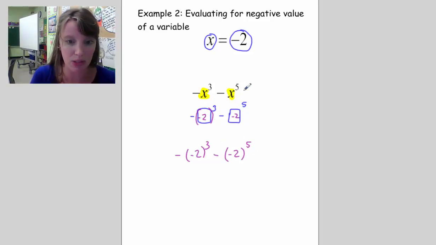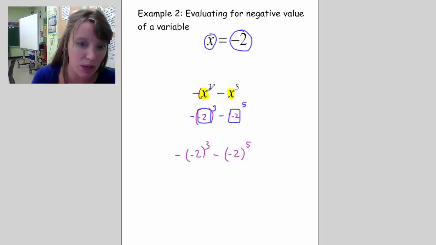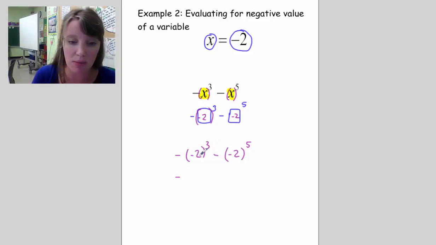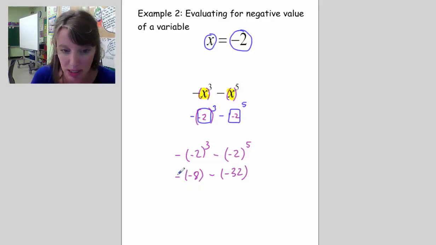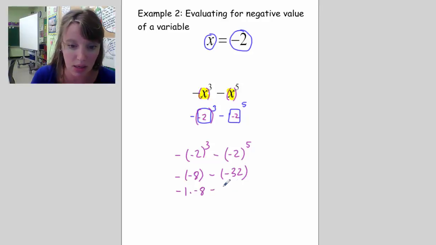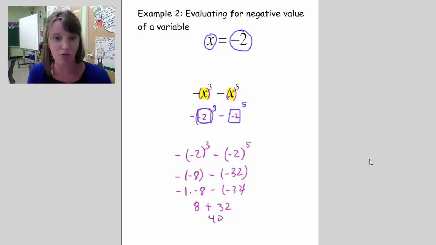I know that it's a little bit complicated, but if you think about it, really all I'm doing is putting -2 inside of these parentheses here. Well, -2 to the third power is -8, minus -2 to the fifth power is -32. So this is like saying -1 times -8 minus -32. Well, -1 times -8 is just 8, and then minus -32 gets plus 32. So really, this answer is 40.